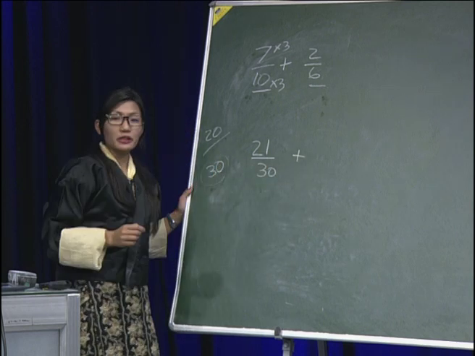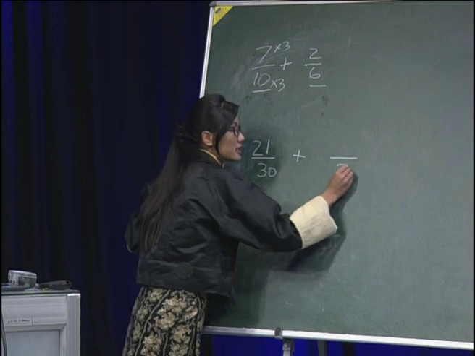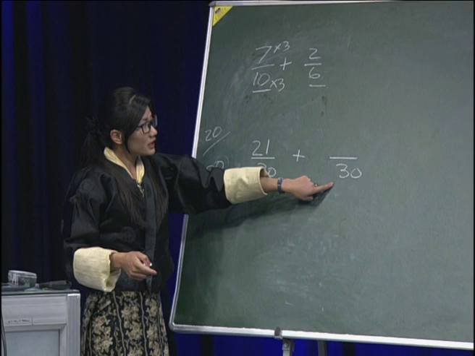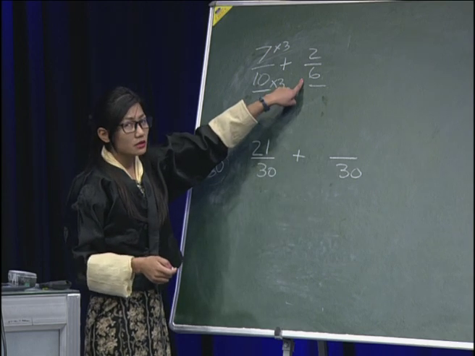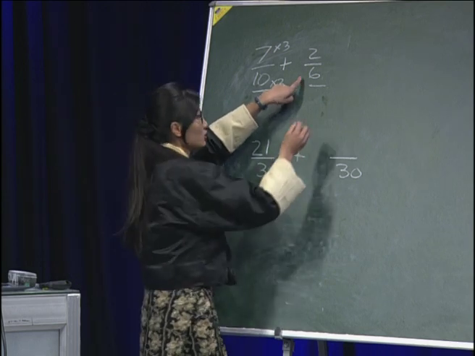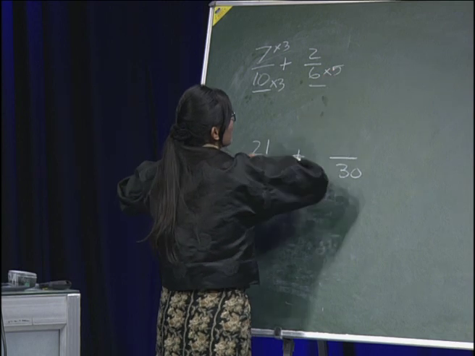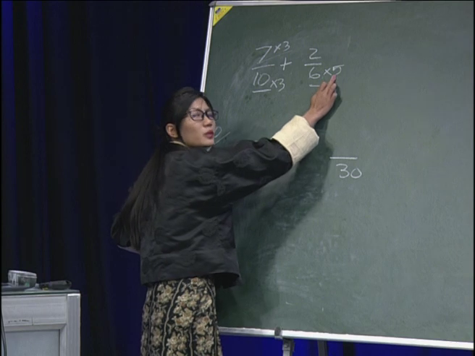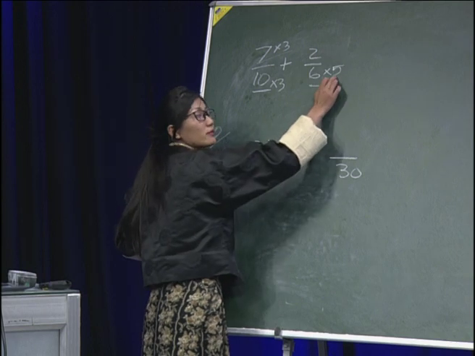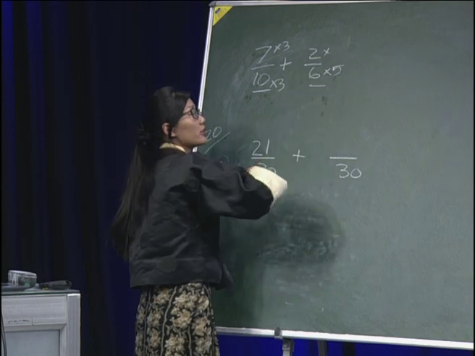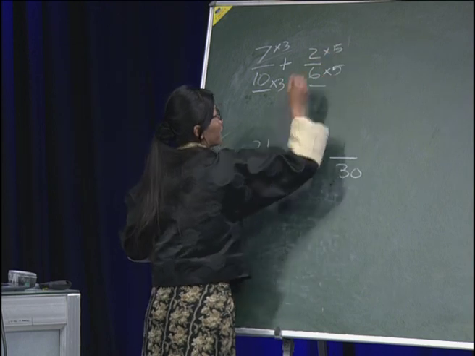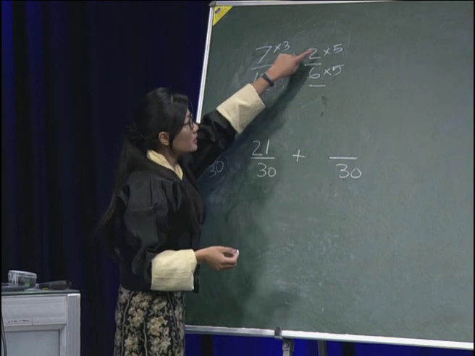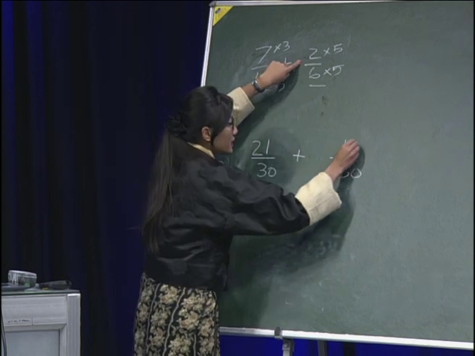Plus, we said this is the common multiple, right? So we write 30 instead of 6 again. How did we get 30? 6 times what is 30? 6 times 5 is 30. So we multiply 6 with 5 here. And if we are multiplying the denominator with 5, we multiply the numerator with the same number as well. 6 times 5 gives us 30. 2 times 5 gives us 10.